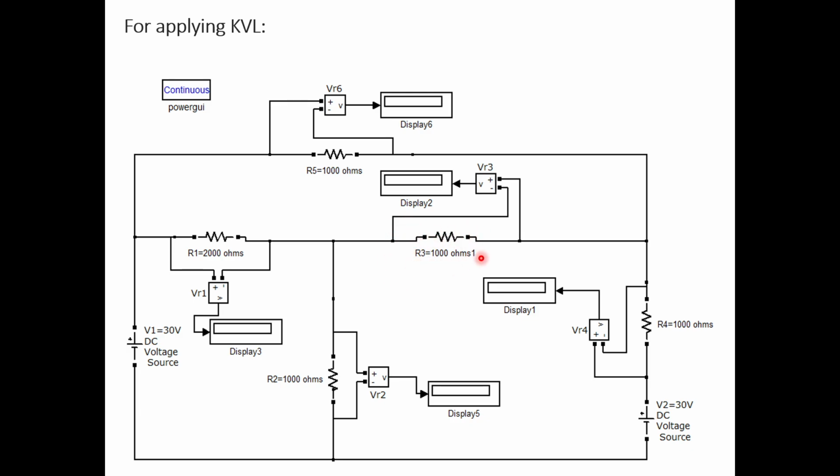Similarly, whatever voltage is measured across this resistor by this voltage measurement is displayed in this display, and whatever voltage is measured by this voltage measurement across this resistor will be displayed in this display. The voltage across this 1000 ohms resistor will be measured by this voltage measurement, and it is displayed in this display.